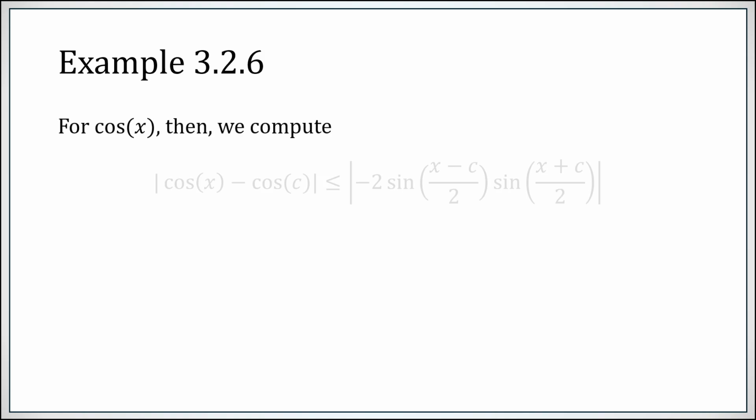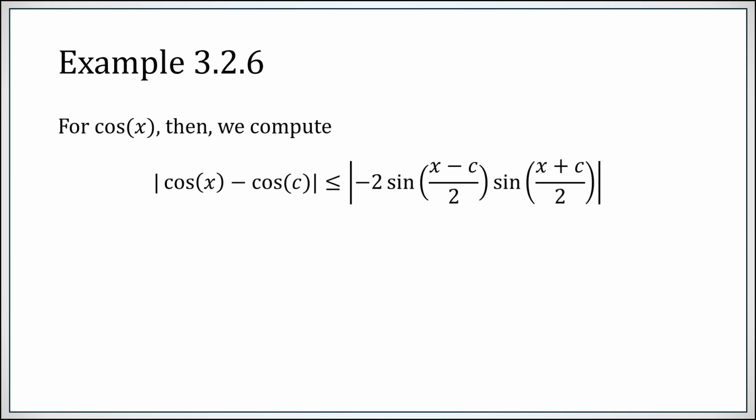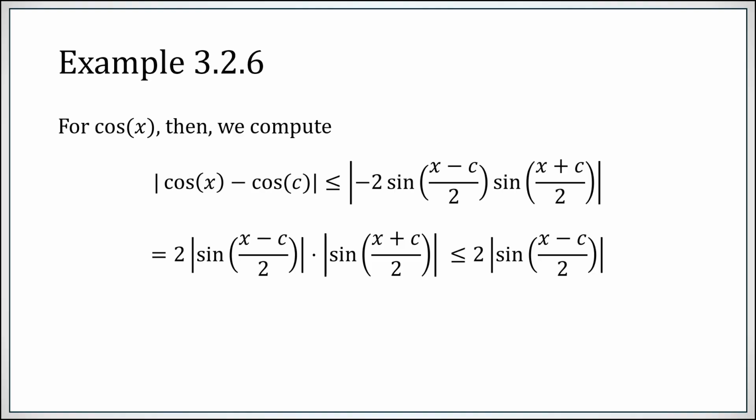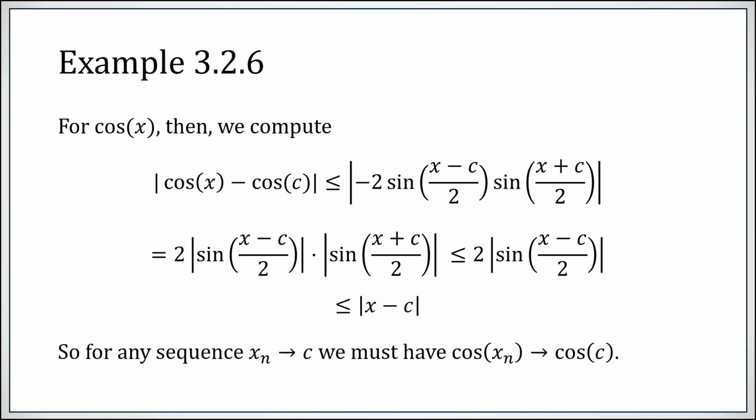What about cosine? Pretty similar, sum to product, distribute that absolute value everywhere. One of those sine terms you get rid of by saying in absolute value it's less than or equal to 1, and then you use that sine identity again, and now you have the same argument. If xn is approaching c, this absolute value is less than or equal to something approaching 0, so this is squeezed down to 0. In other words, if xn is approaching c, cos of xn is approaching cos of c, and we have continuity.